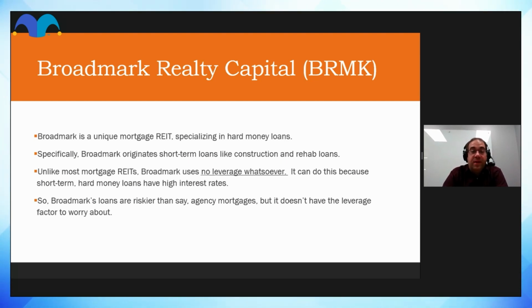These are not government guaranteed loans. And one of the reasons that hard money loans charge higher interest rates is because they're inherently riskier. Construction projects go over budget all the time. I can bring on contractor friends that can tell you that. Rehab projects don't work out for one reason or another. A lot of times short-term loans are based on the borrower's ability to sell the property before the end of the term, which isn't a guarantee.